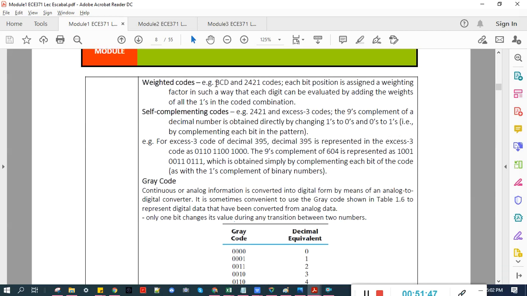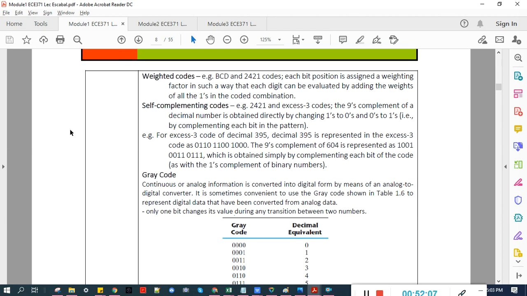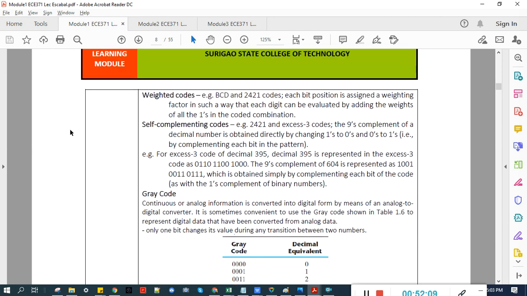So the previous examples, the tables that we showed, BCD, 8421 and 2421 codes are examples of weighted codes. Each bit position is assigned a weighting factor in such a way that each digit can be evaluated by adding the weights of all the ones in the coded combination, as we did earlier.